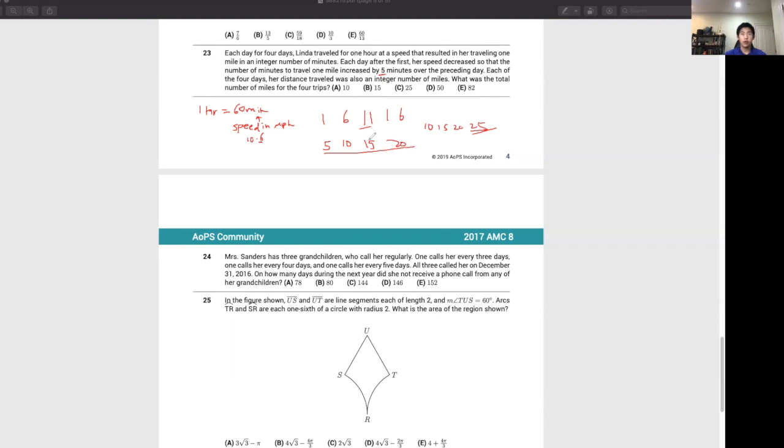And we want to know what was the total number of miles for the trip. We know that she traveled 1 hour each day. At 5 minutes per mile, she would have traveled 12 miles. At 10 minutes per mile, she would have traveled 6. At 15, 4. And at 20, 3. And if we add these all up, the total number of miles will be 25.